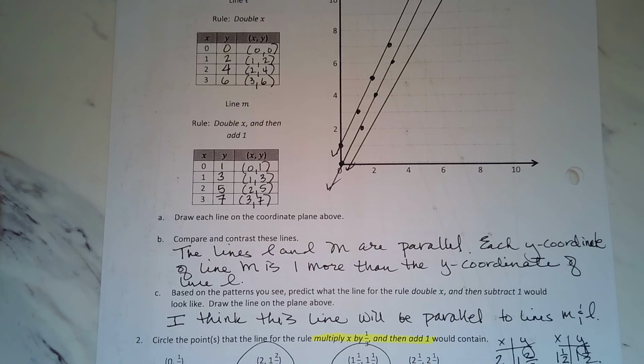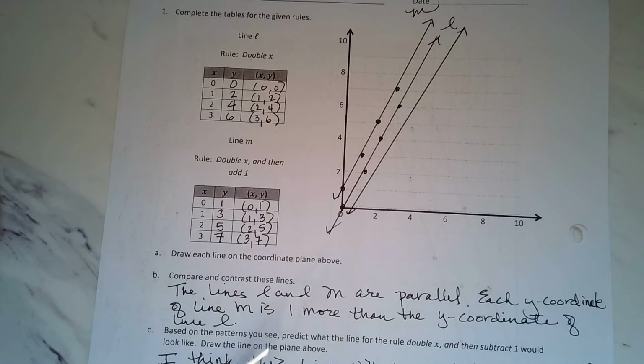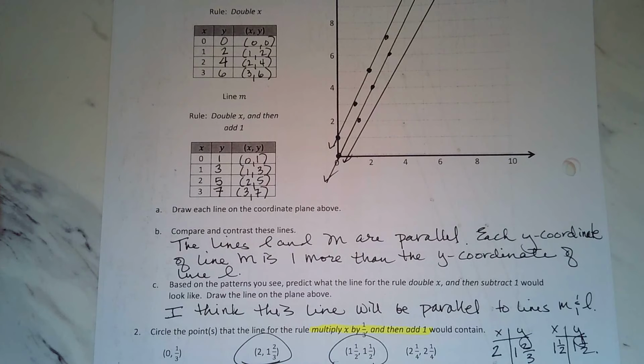I think this line will be parallel to M and L. Then I drew my line. Circle the points on the line for the rule multiply x by 1/3 and then add 1. Which one of these would that work with?